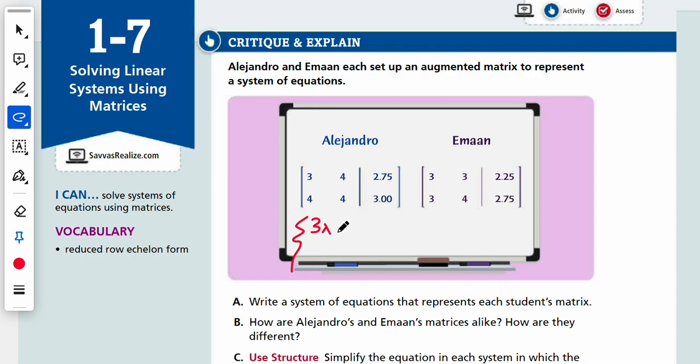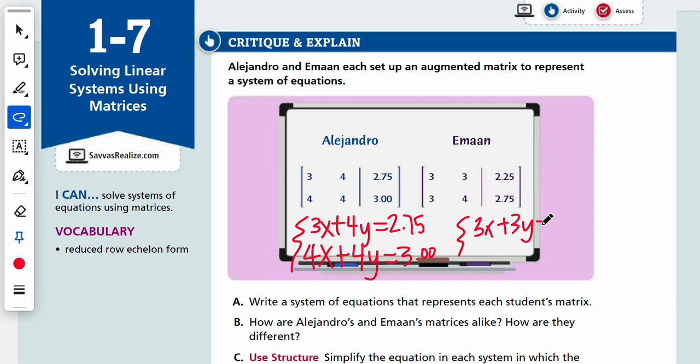So 3x plus 4y is equal to 2.75. And 4x plus 4y is equal to 3.00. And then Eman's would be 3x plus 3y equals 2.25, 3x plus 4y equals 2.75. So this is part A.